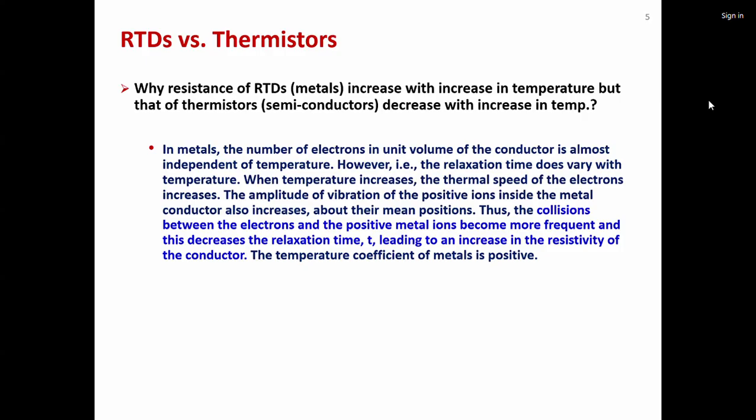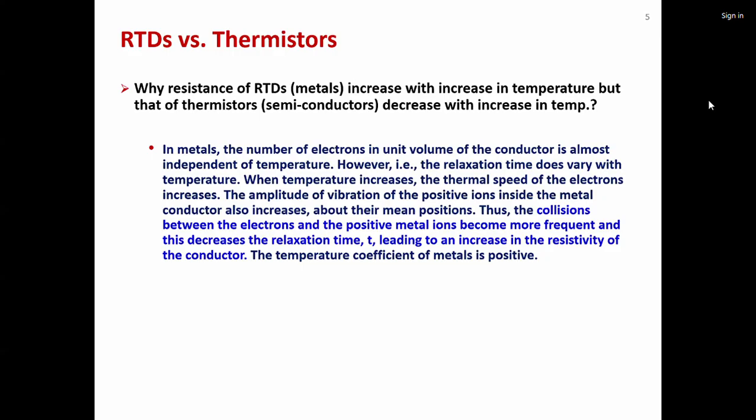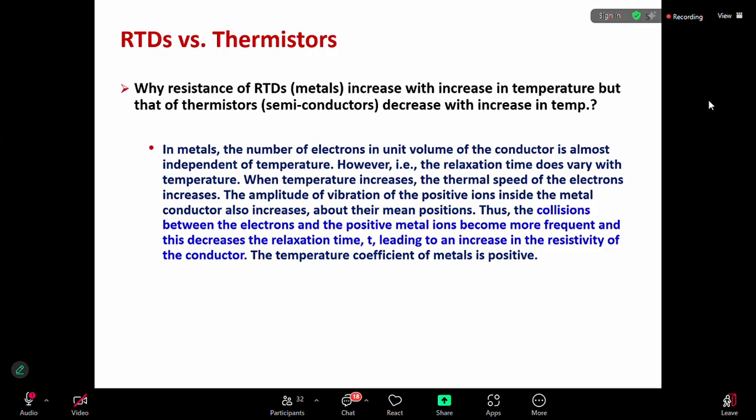But if you talk about the relaxation time, that means how frequently the electrons oscillate inside the metal. The relaxation time actually varies with temperature. And when the temperature increases, basically two things happen. One is the thermal speed of electrons should go up because electrons' movement is linearly proportional to the temperature. They would vibrate faster, so they would move faster.